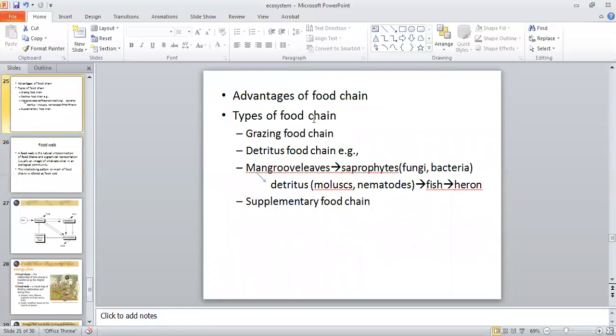Over here we have different types of food chains. There will be a grazing food chain, detritus food chain, and supplementary food chain. One by one we see what are the characteristics of these different types of food chains. First of all, we have the grazing food chain. It will start from a green plant at the base.